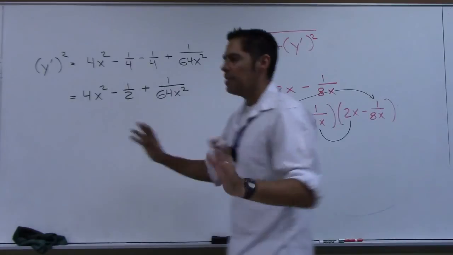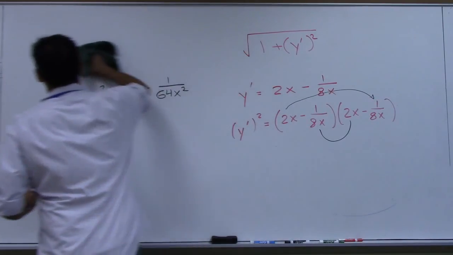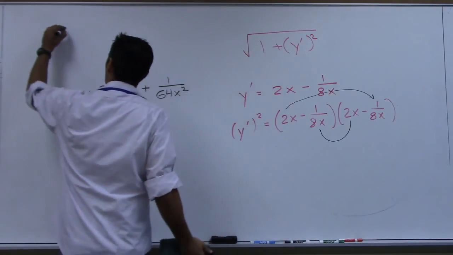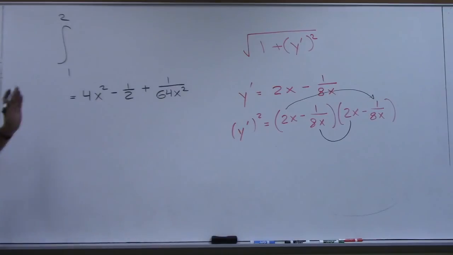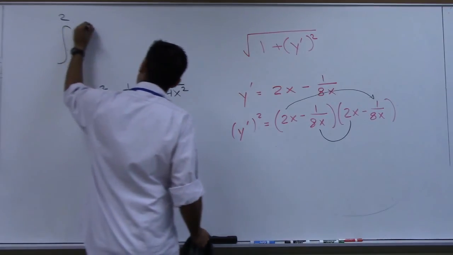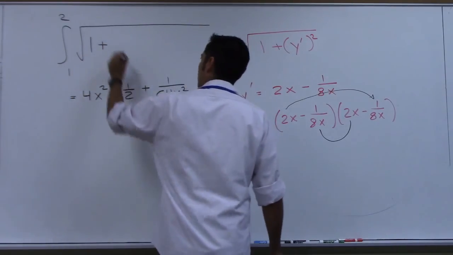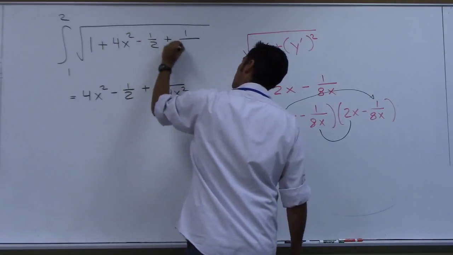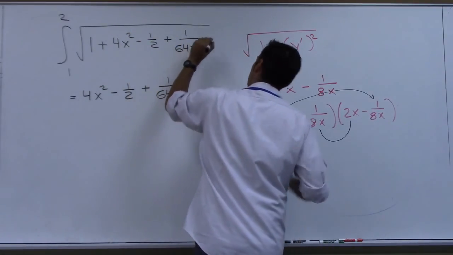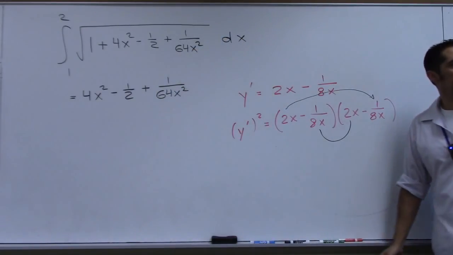So I think I'm ready to write the integral down at this point. I'm going to go ahead and set up the whole integral. My integral will go from, what, 1 to 2? Right? Because they said from 1 to 2, x equals 1 to x equals 2. And then it's going to be the square root of 1 plus this thing, 4x squared minus a half plus 1 over 64x squared dx. Any questions?